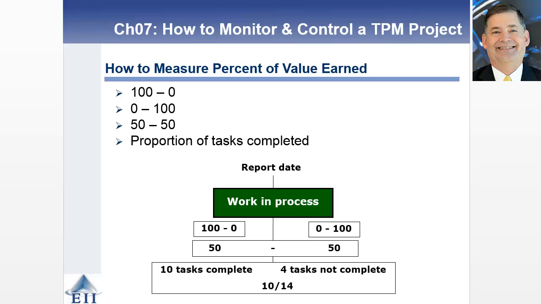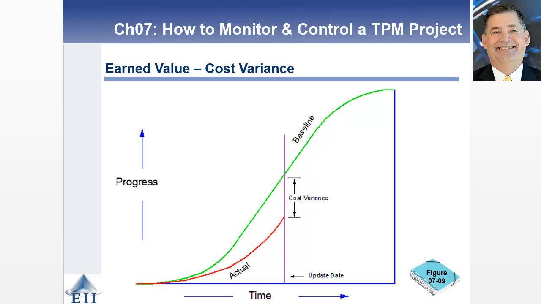And the idea is measuring percentages of work that's actually completed, so you can measure tasks completed and not completed over time, and track that. And then you just want to plot that out and calculate, if you will, a cost variance. So that cost variance is going to be the difference between the actual versus the baseline.